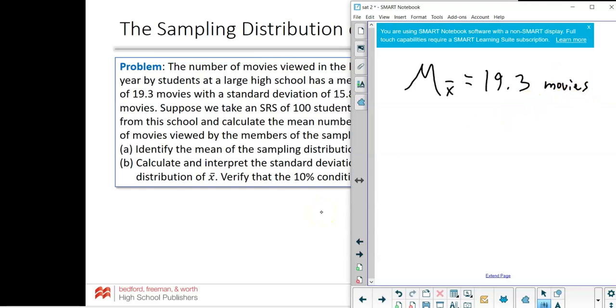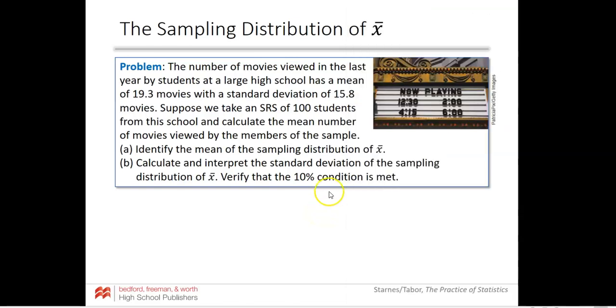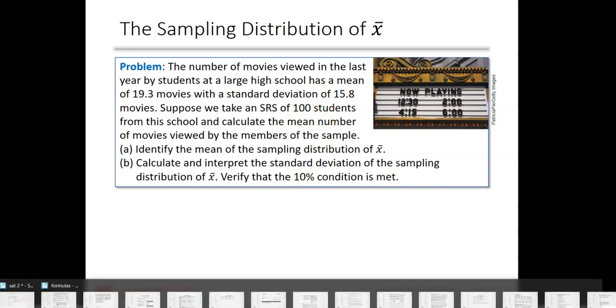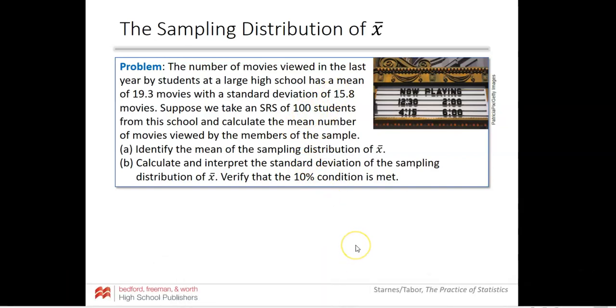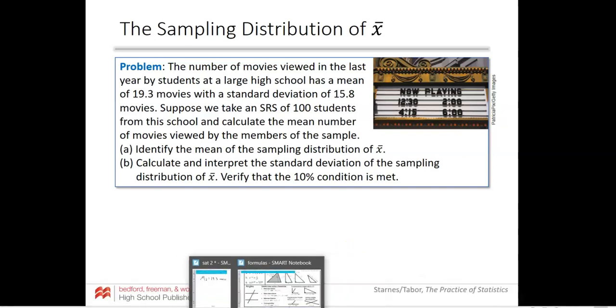Calculate and interpret the standard deviation of X bar. So again, to do this, we have to have a formula. The standard deviation of the population was 15.8. In order to check this condition, we should probably verify the less than 10%. So 100 students, this is a large high school, so you have to assume it's more than 1,000, is less than 10% of the school. And so we can use that.